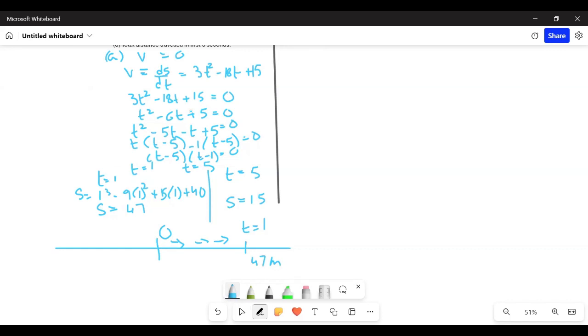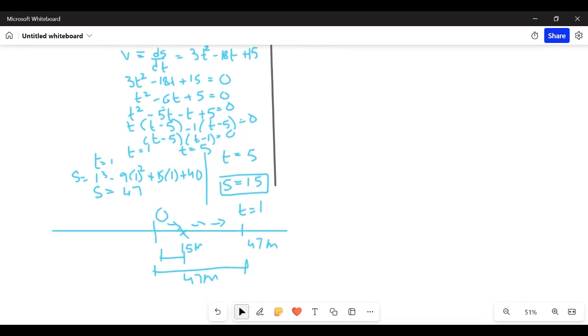Now, at time equals 1, velocity becomes 0, so now it changes direction. And at time equals 5, its velocity again becomes 0. So at time equals 5, it's at a displacement of 15 meters from the point O. So it's somewhere over here, 15 meters. This distance is 15 meters, and this distance is 47 meters. So this is what is implied by instantaneous rest. Again, after this, it will change its direction. At t equals 1, it started to move in this direction, and then at t equals 5, it will start going back in the opposite direction again.